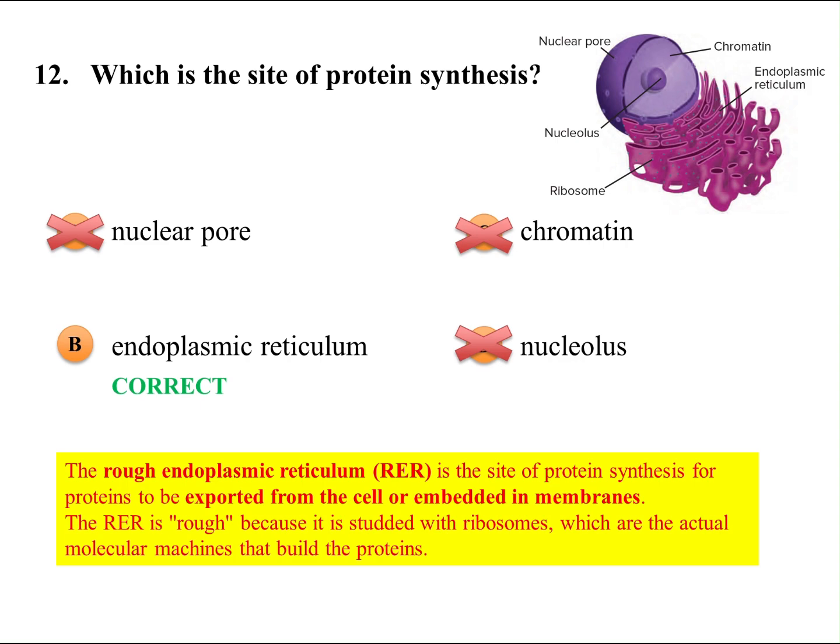The rough endoplasmic reticulum is the site of protein synthesis for proteins to be exported from the cell or embedded in membranes. And this rough endoplasmic reticulum, it's rough because it's studded with ribosomes, which are the actual molecular machines that build the protein.